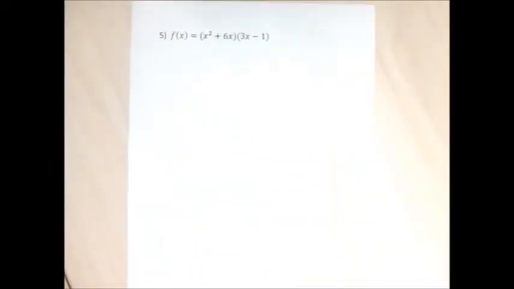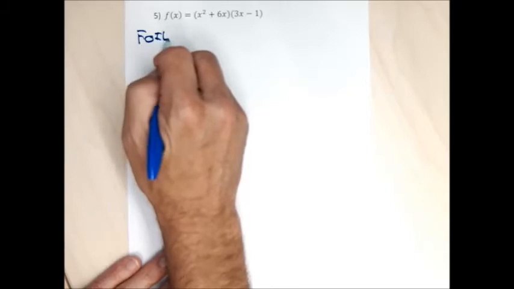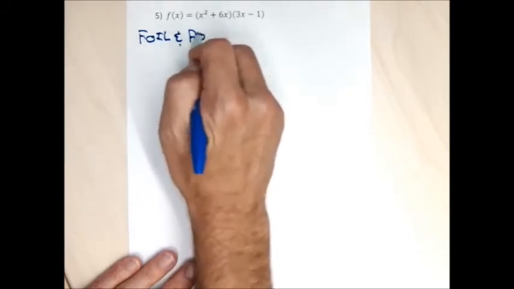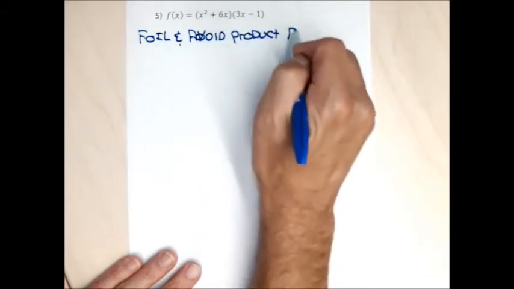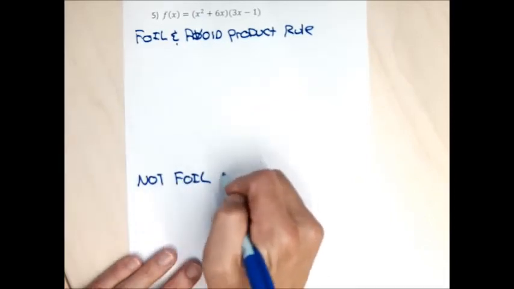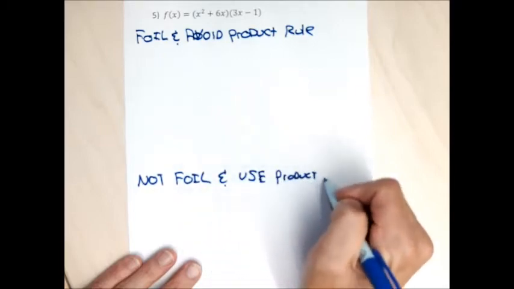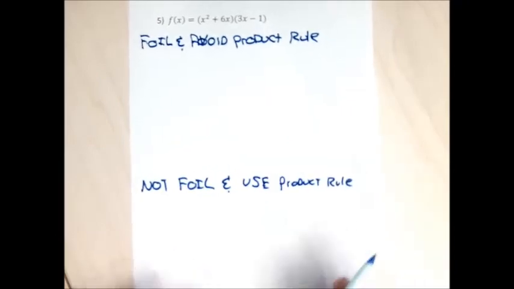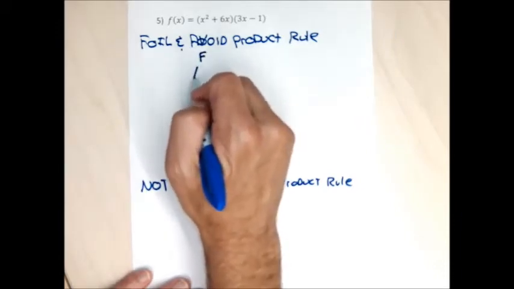Similarly, problem 5 is set up for the product rule because there's multiplication. This is easy multiplication to get rid of. So I can either FOIL and avoid the product rule, or not FOIL and use the product rule. They come out exactly the same in terms of the answer. So let me do the foiling first. So if I was foiling this to get rid of the parentheses.